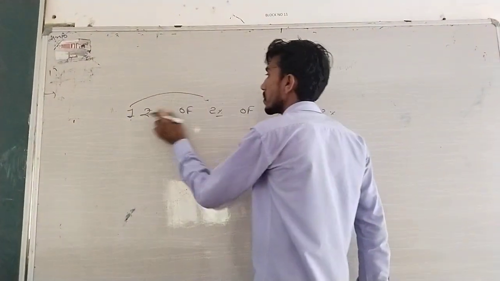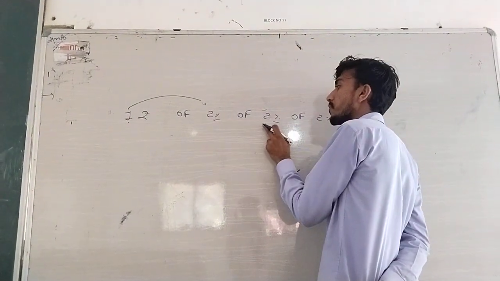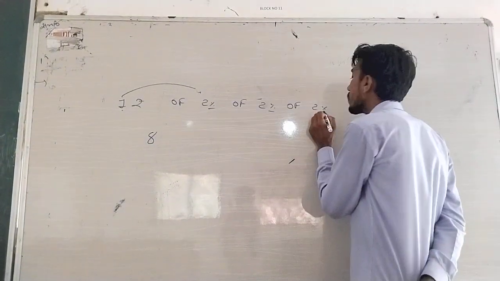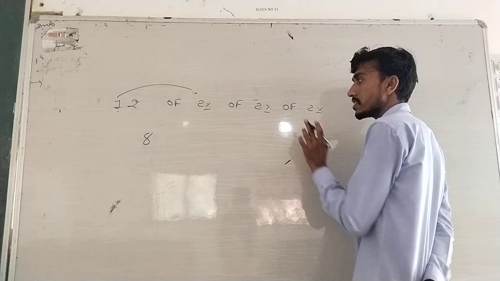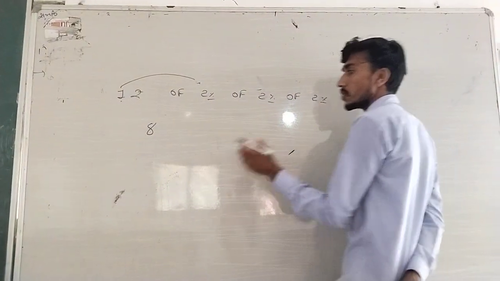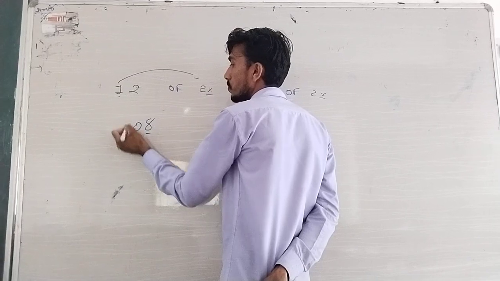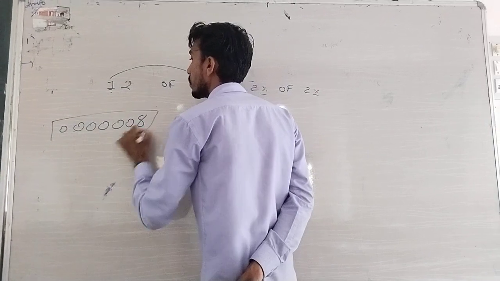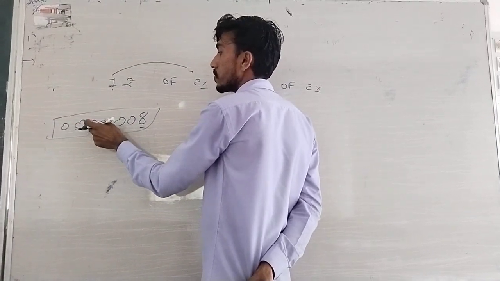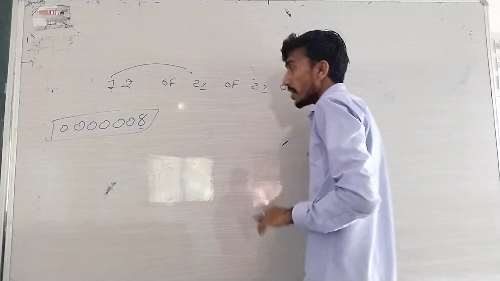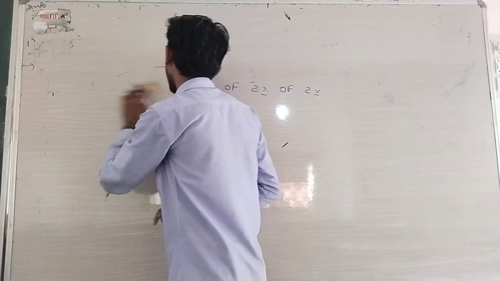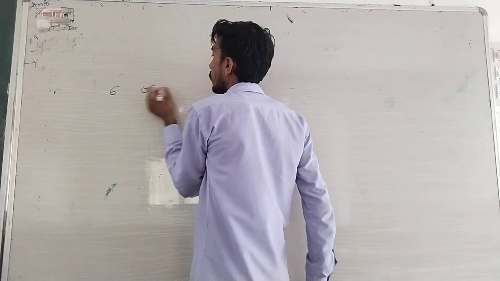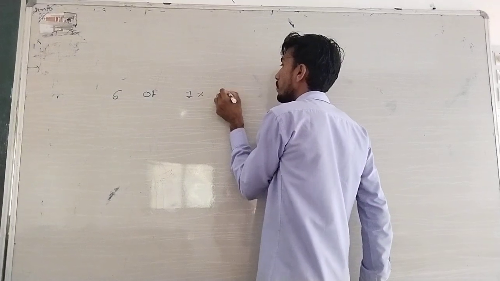If I add another 2%. So what is my answer? 1 times 2, 2 times 2 is 4, 4 times 2 is 8. So my answer is 8. But I add another percentage. So you can say two zeros, two zeros, six zeros. So 1, 2, 3, 4, 5 and 6. So my answer is 0.000008.